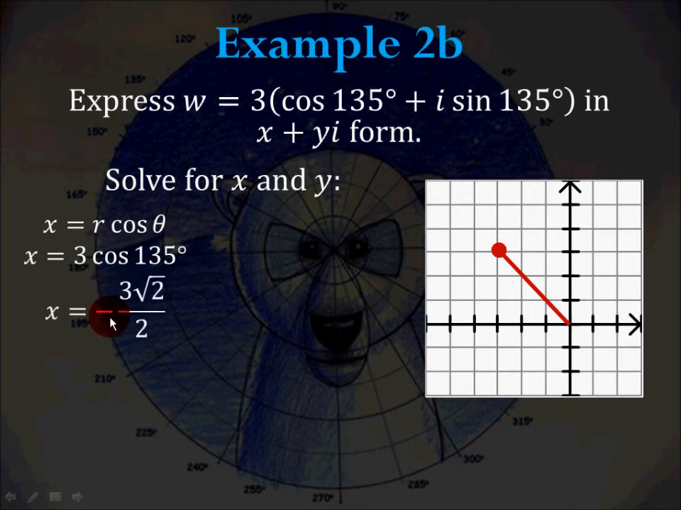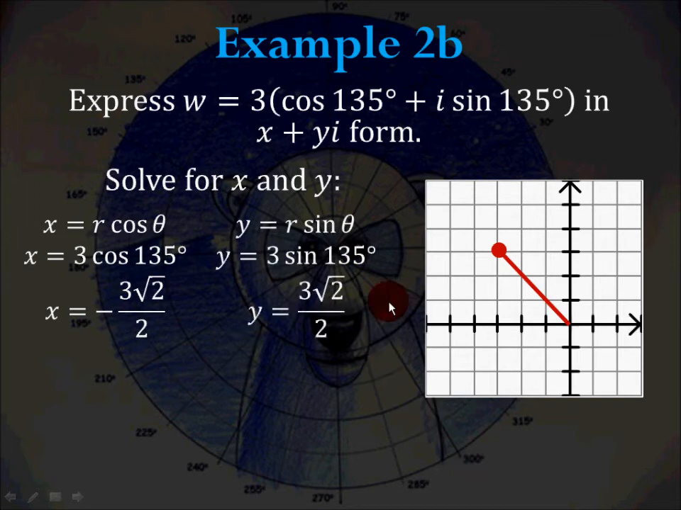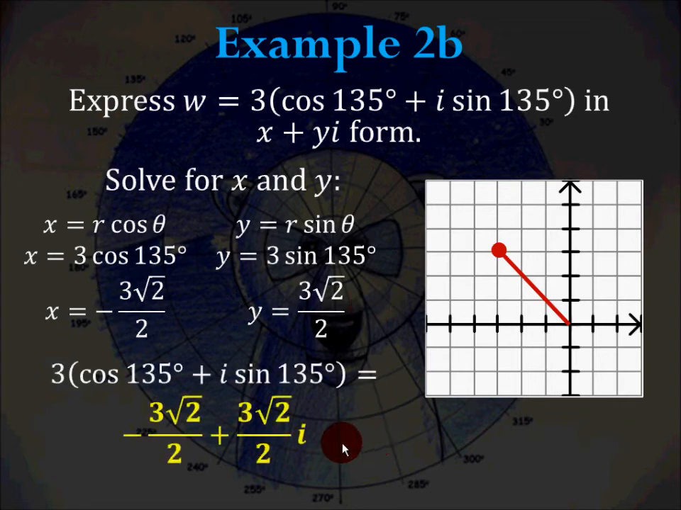So that turns out to be negative 3 radical 2 over 2 because cosine 135 is negative root 2 over 2 in the second quadrant. For y, you're going to plug in 3 sine 135. And in this case, sine of 135 is positive because y is positive in the second quadrant. So y is 3 radical 2 over 2. So now we have your x and your y. All you have to do is put them in complex form. So 3 cosine 135 plus i sine 135 is equal to negative 3 radical 2 over 2 plus 3 radical 2 over 2 i.